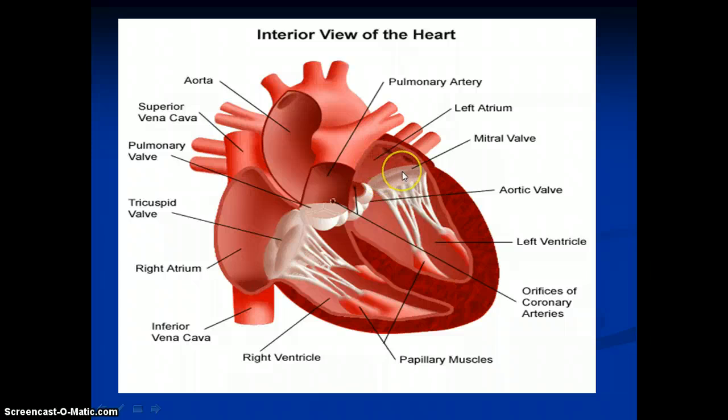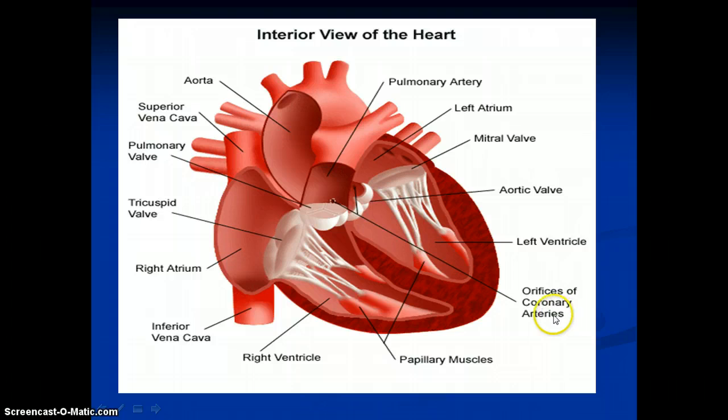They go through the mitral valve or the bicuspid valve and enter the left ventricle, where they are then taken through the aorta, which is the largest artery in the body, and it is transported to the body. It's transported to different parts of the body.